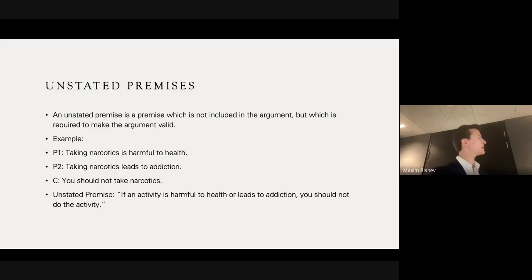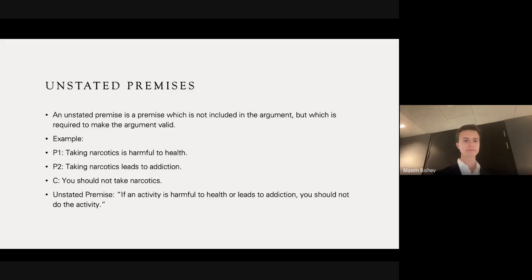Okay, now we move on to unstated premises. You'll notice sometimes in an argument you have certain assumptions built in. And this assumption is required to be made explicit for the argument to flow logically. Sometimes the assumption is so obvious that it's not even worth stating it in normal discussion. But when we're dealing with just strictly written logical arguments, we always want to make our premises as obvious and explicit and written down as possible.